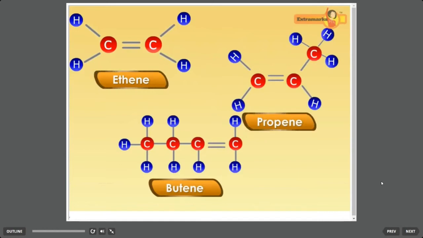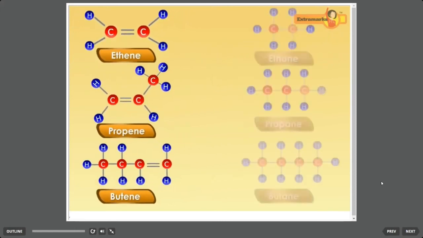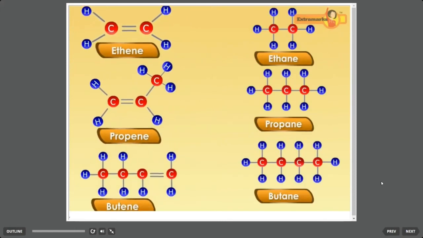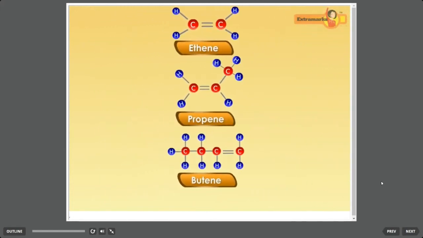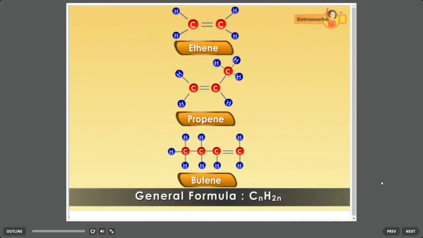Can you derive the general formula for alkenes? Check out the numbers of carbon atoms. It increases one by one. Coming to the hydrogen atom, it is 4, 6 and 8 respectively. When we compare the number of hydrogen atoms in alkenes with the respective alkanes, we can say that each member has 2 hydrogen atoms less than corresponding alkane. So, the general formula of alkenes is CnH2n.